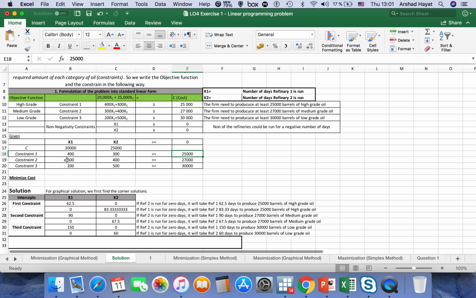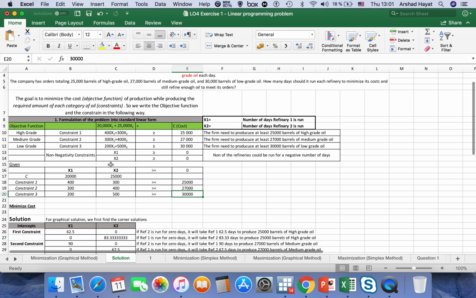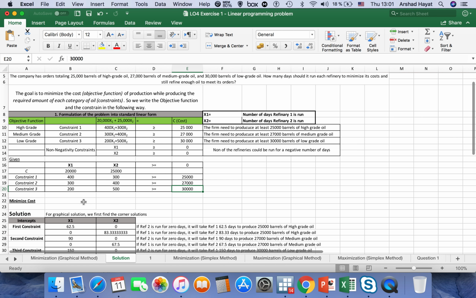25,000. In the same way we write the second constraint: 300 x1 plus 400 x2 must be equal to or greater than 27,000. And the third constraint, 200 x1 plus 500 x2, must be at least equal to or greater than 30,000 barrels of low grade oil. Right, so now our problem is pretty much ready for us to come to the solution.